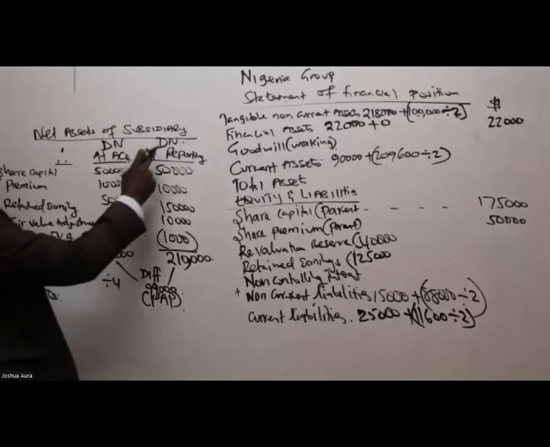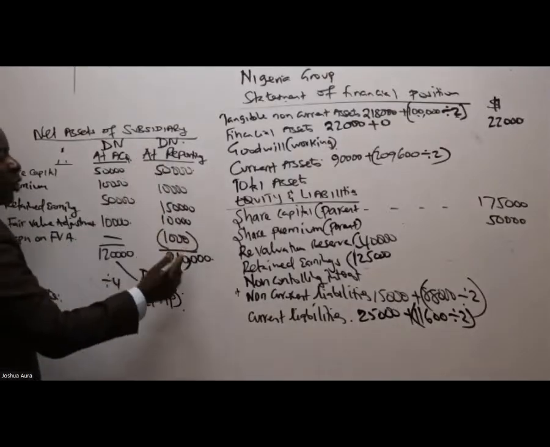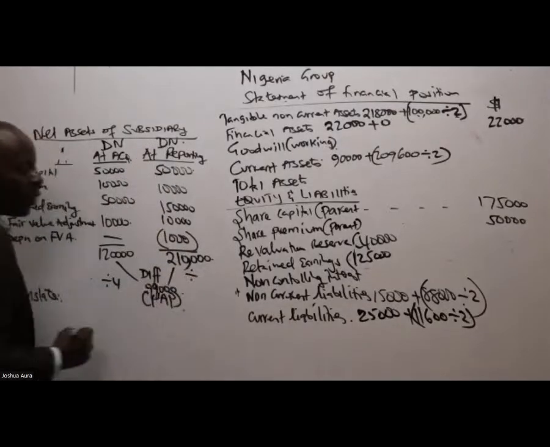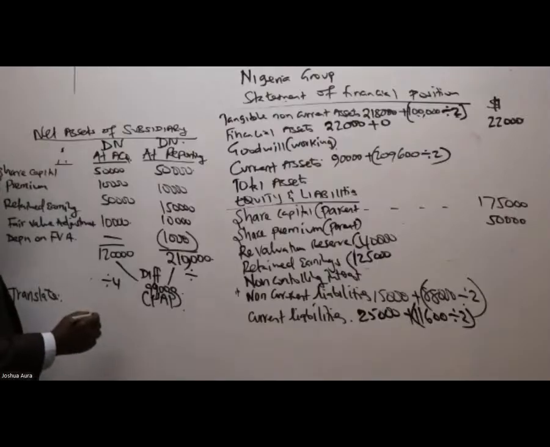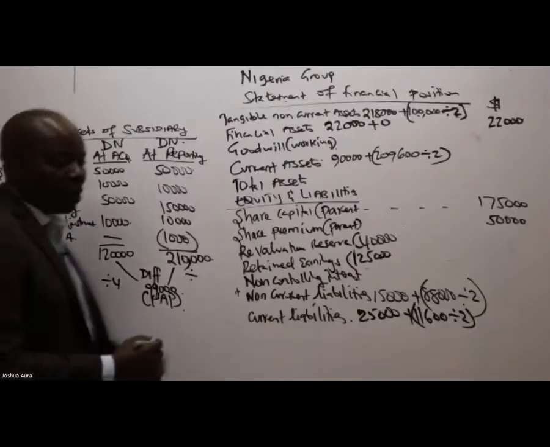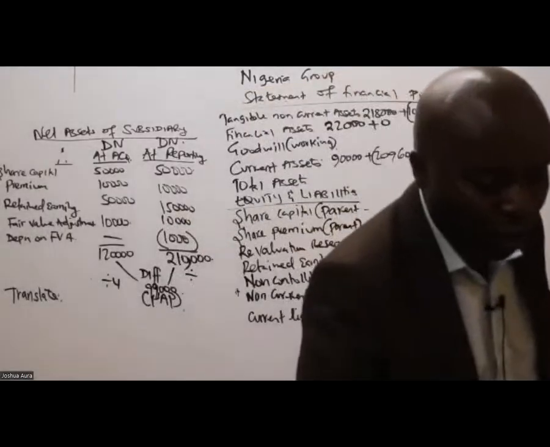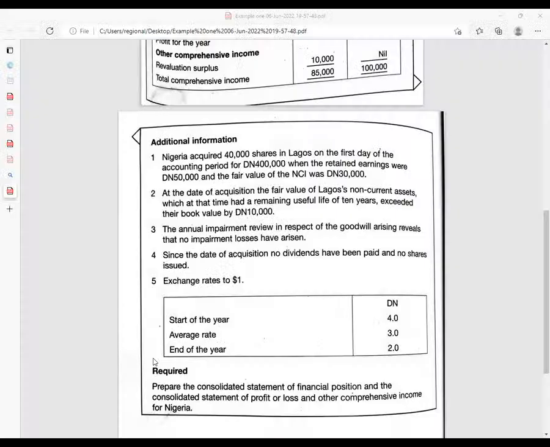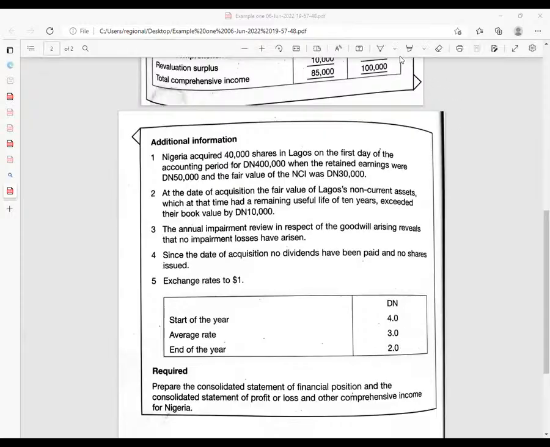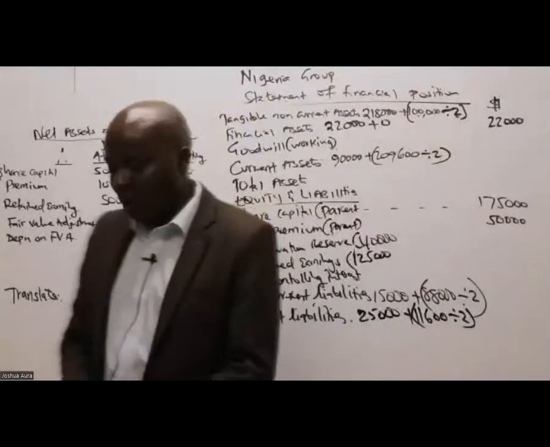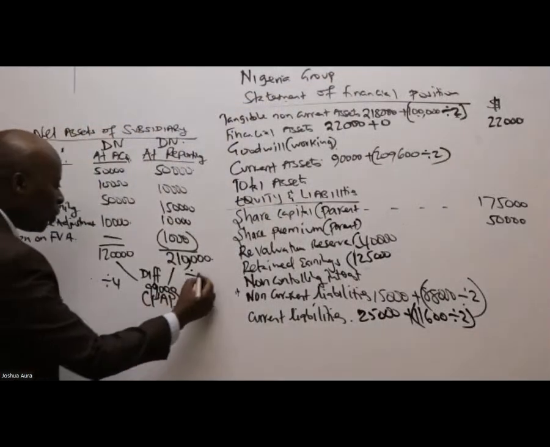And then we have net assets at reporting. So this one, use the closing rate. Do we have the closing rate? Oh, yes, we do. They have given us the end of the year rate. This is the closing rate. The closing rate is 2.